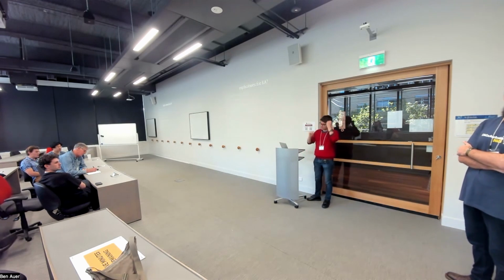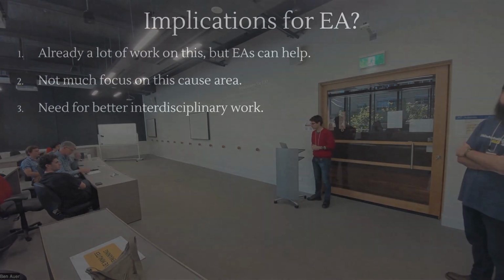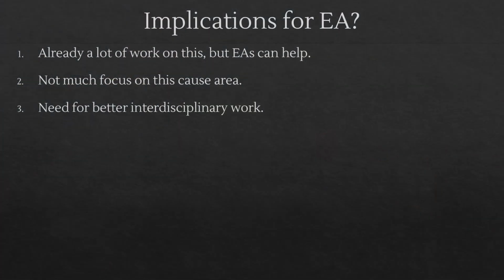So let me just say in 10 seconds, what does this mean for EA? Well, there's already a lot of work on economic growth and development, but I think that there's more need, particularly for interdisciplinary work. And I think EAs can bring a unique combination of skills and insights and focus on outcomes and effectiveness to do work in this area from a research angle, or maybe other ways as well. And maybe that's something we can chat about.